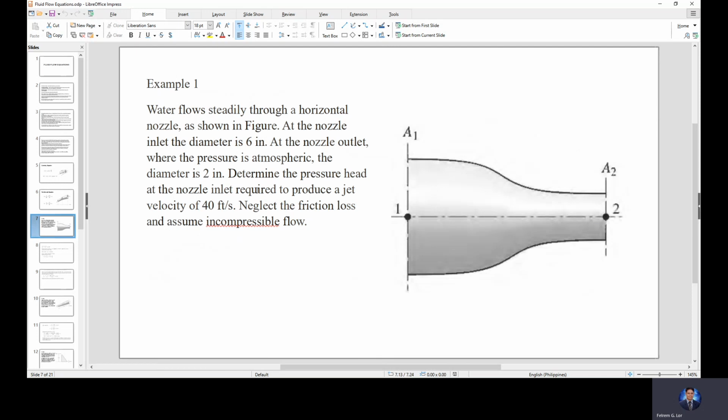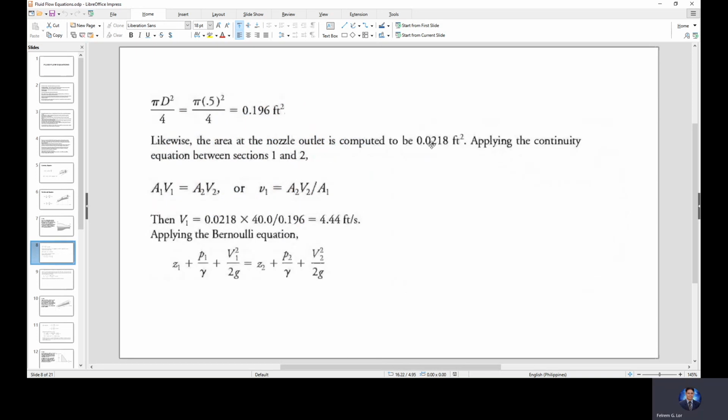So we will also solve the area at point 2. So 2 inches, that is equal to 2 divided by 12, squared, times pi over 4. So that is equal to 0.0218 square foot. So we can apply the continuity equation at point 1 and point 2.